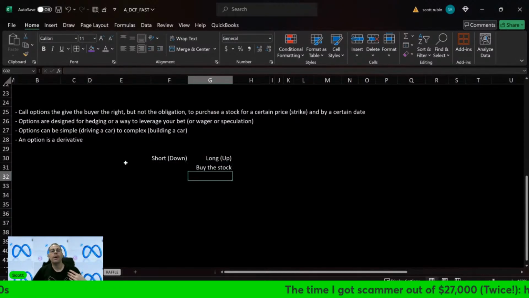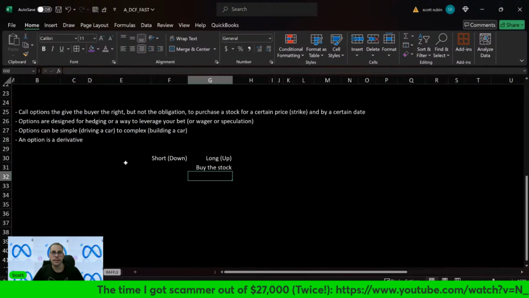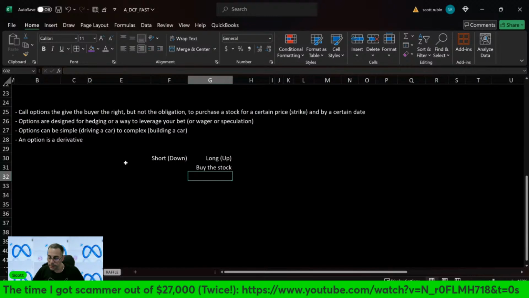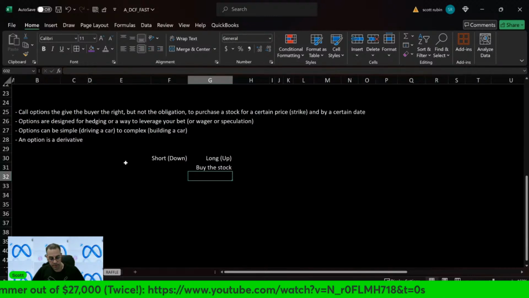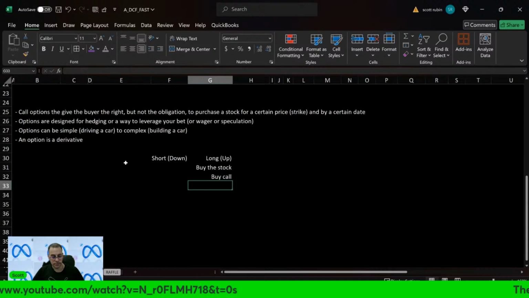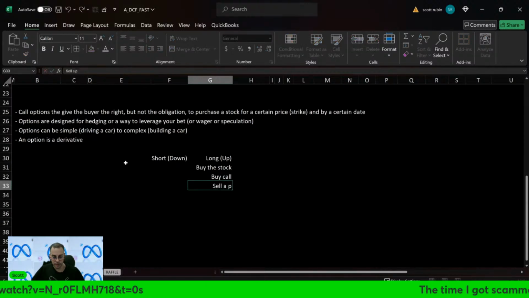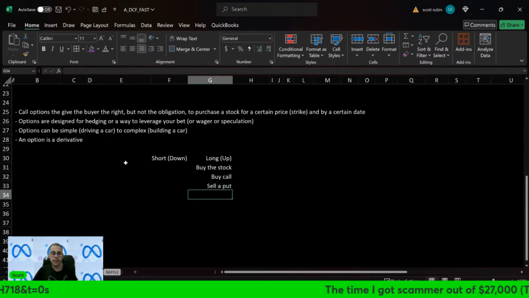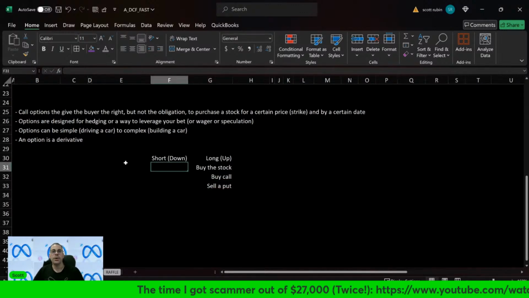How else can you long a stock? I mean, there's a million ways. There are literally a million ways. You can buy a call. You can sell a put. These are the most common, straightforward ways, and we'll talk about that. But how do you short?